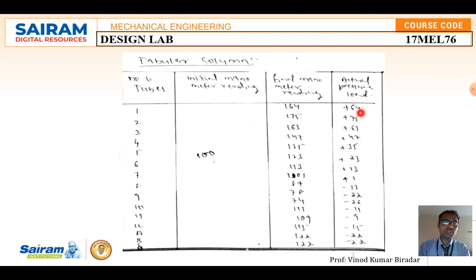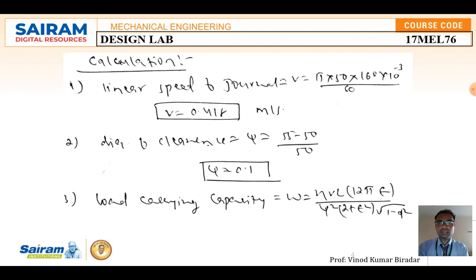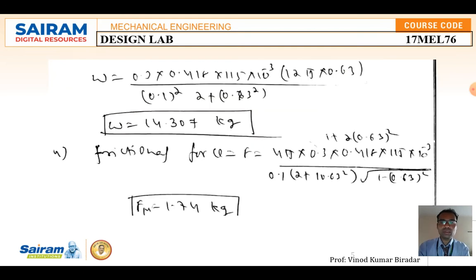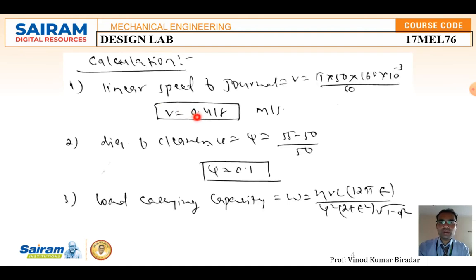Okay, so with the help of these values and general bearing diameter values, you need to draw the plot. Here some calculation part will be there. The linear speed of the journal is v equal to pi d n by 60; substitute the diameter here. You are going to get the linear speed of the journal, at which it is rotated. Here the value is v equal to 0.418 meter per second.